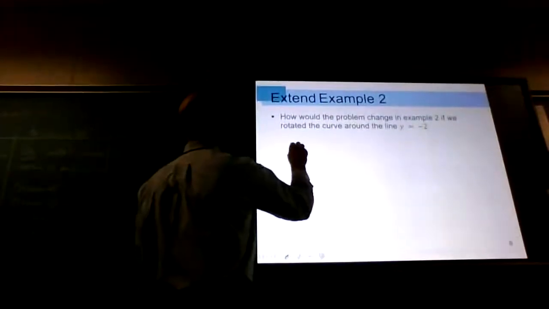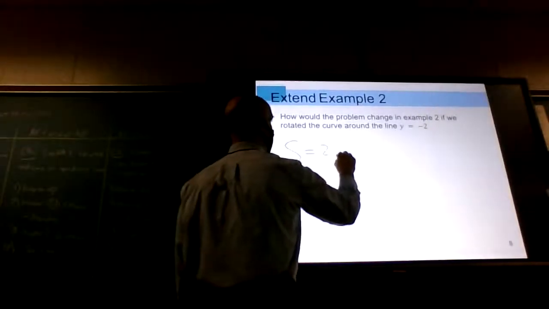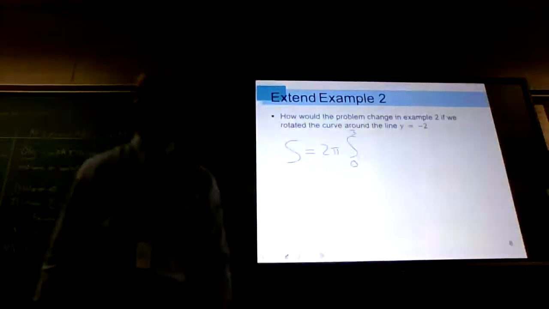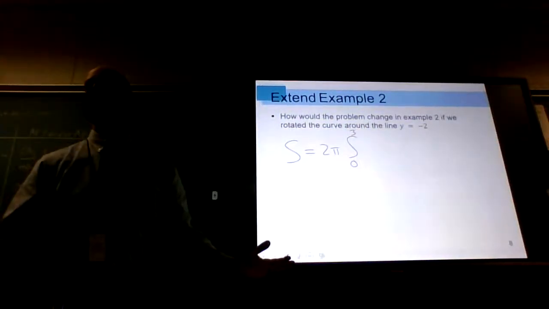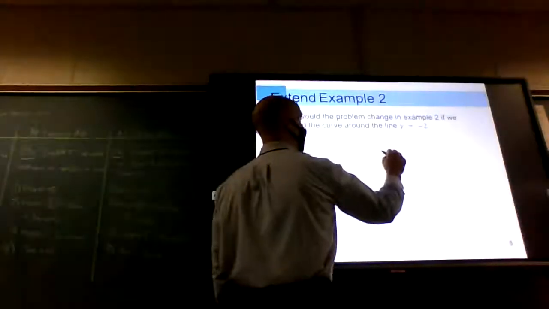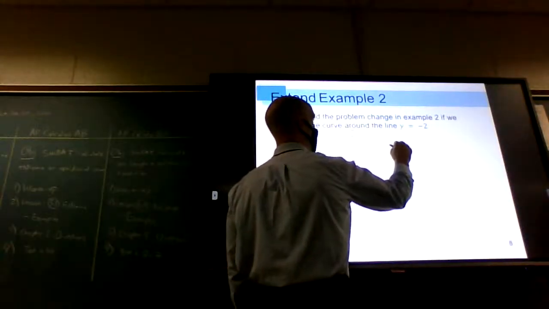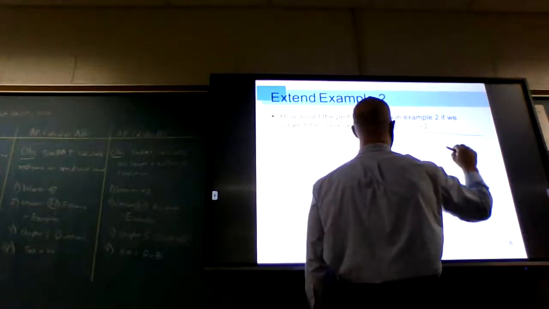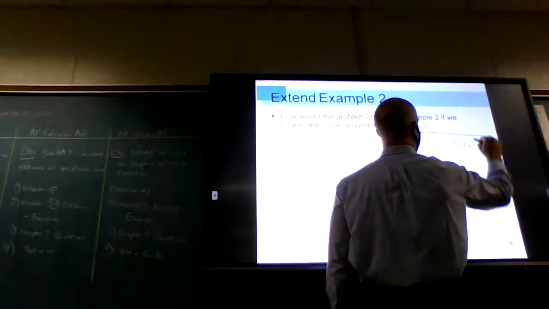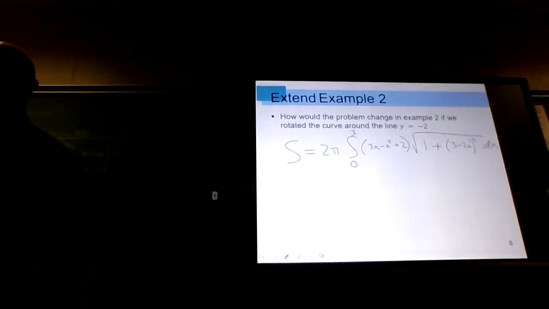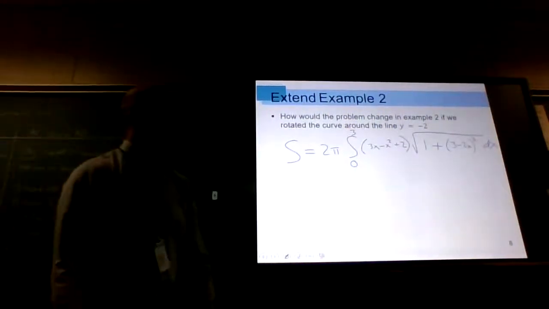All right, so our original problem was big S equals 2 pi r integral from 0 to 3, correct? What's the only thing that changes in this example? The r. What will r be in this example? 3x minus x squared plus 2. Correct. This was what, 3 minus 2x, right? Please make sure I wrote that correctly. Did I get everything written correctly? Does that look okay? And we can figure out what that is.